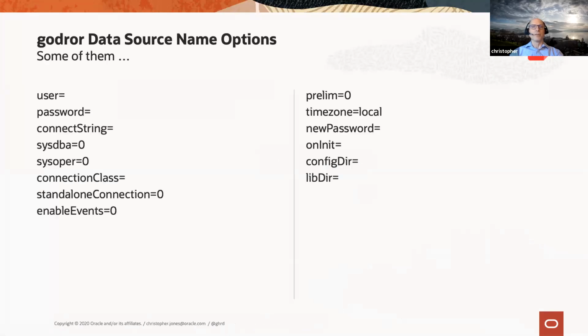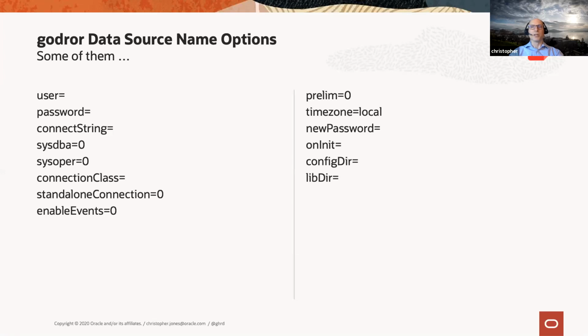So we saw a few of those options on the data source name, the DSN parameter. There are a bunch more. I'm not going to go through all of them, but you can see here we've got things like the privilege operations, sysdba if you want to do DBA operations. If you've got fast application notification events coming back from your database to do load balancing across instances, you could enable events, and a few other bits and pieces like that.